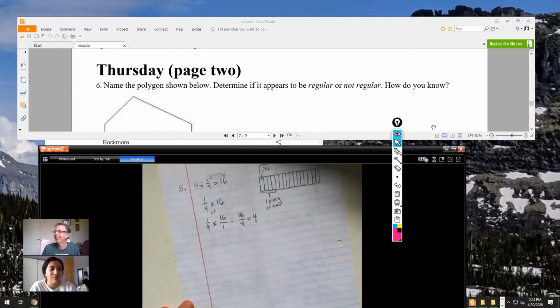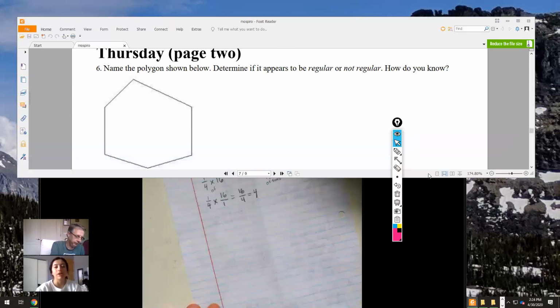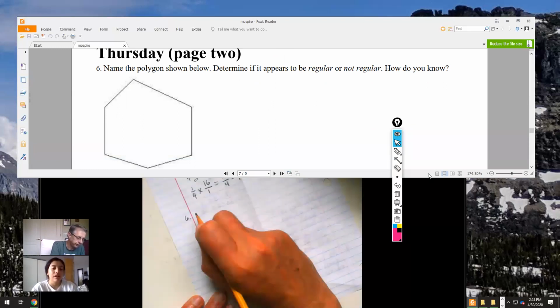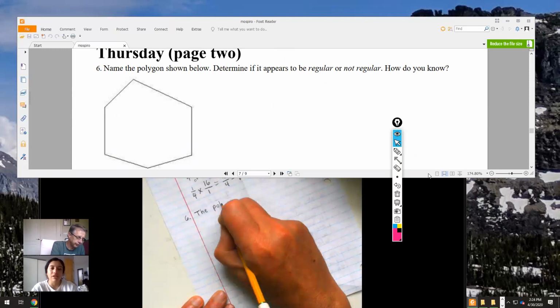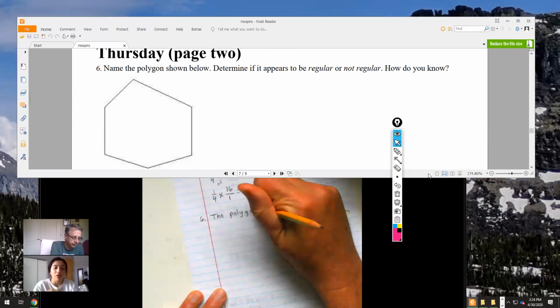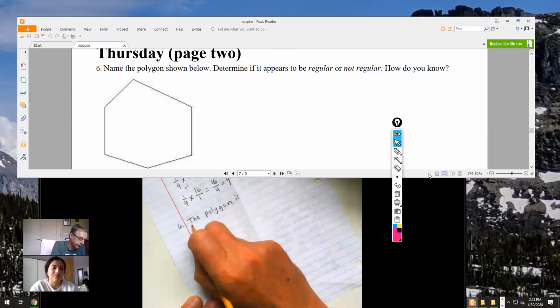All right, so number 6 says, name the polygon shown below. Determine if it appears to be regular or not regular. How do you know? So looking at this, the easiest way to determine this, or for your answer sentence too, it says, name the polygon.